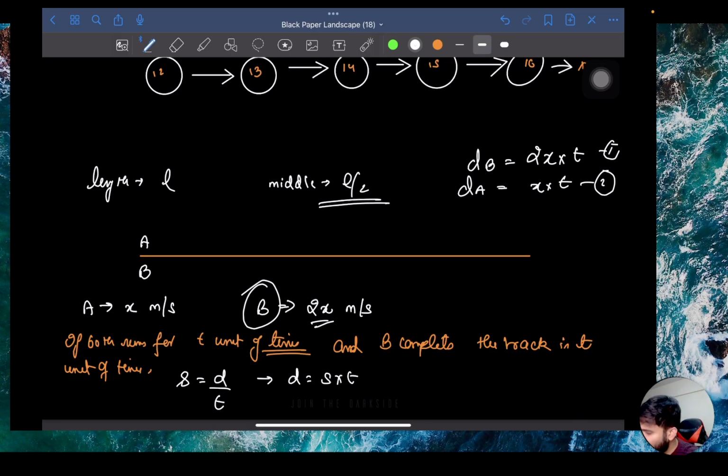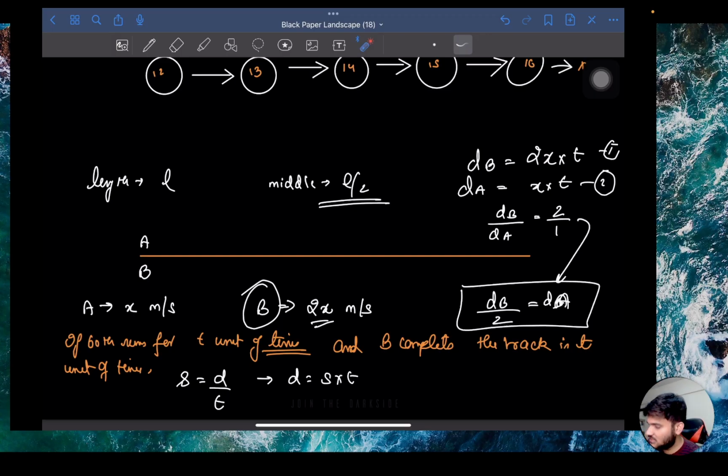So you can say that distance traveled by B divided by distance traveled by A is equal to 2 by 1, because this t will be cancelled out, this x will be cancelled out. This implies distance traveled by B by 2 is equal to distance traveled by A. And what is distance traveled by B by 2? If I say that B completes the whole track in t unit of time, then this is L by 2, that is the length of the whole track. So the person A reaches length by 2 when B reaches N. Can I say that? Because A was running faster than B.